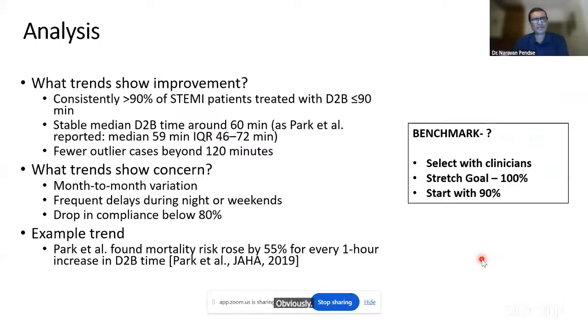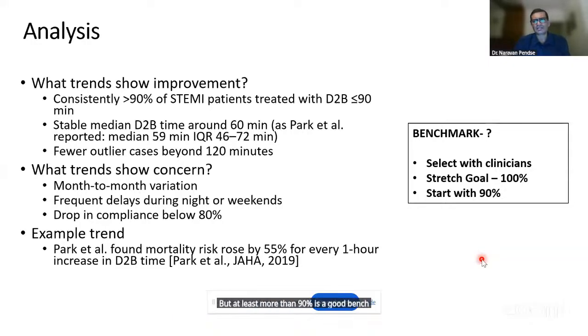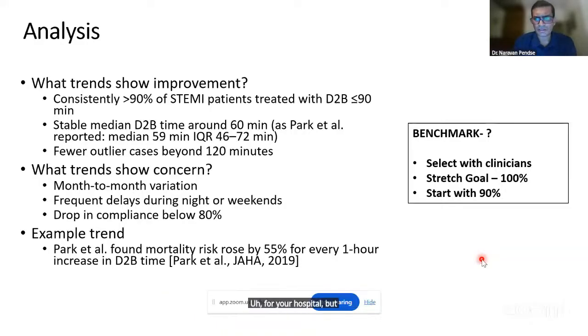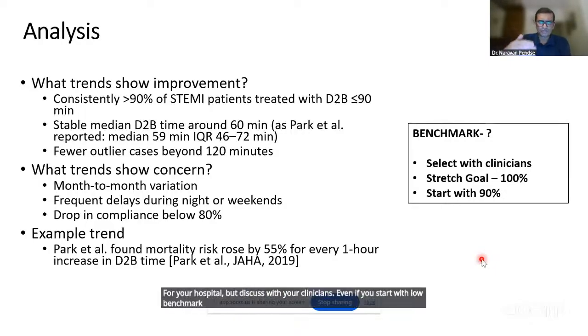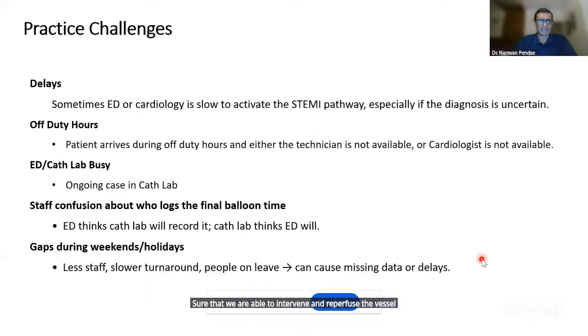Obviously, when you collect data, you need to benchmark and you need to analyze. What should be a good benchmark? Well, one would expect 100% as a stretch goal, but at least more than 90% is a good benchmark to keep as an aspirational benchmark for your hospital. But discuss with your clinicians. Even if you start with a low benchmark, the idea should be to get better and better, because ultimately in MI cases, STEMI cases, etc., every minute counts, and we need to make sure that we are able to intervene and reperfuse the vessels very quickly.